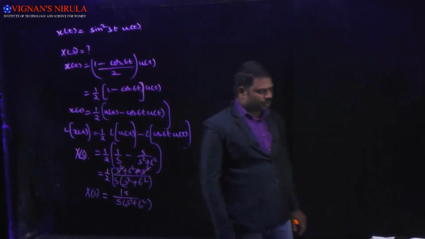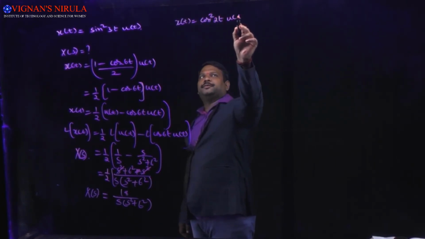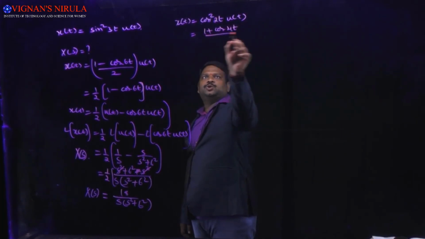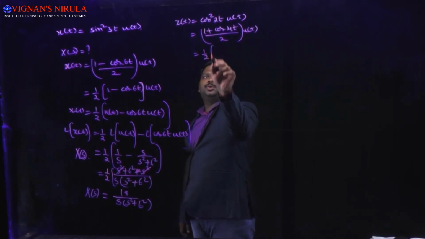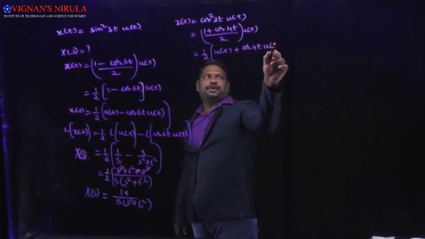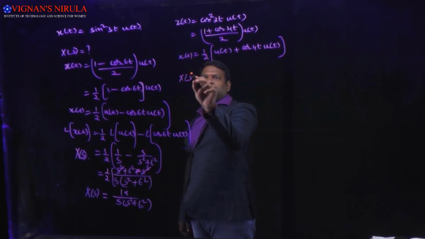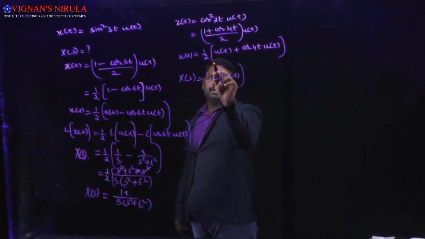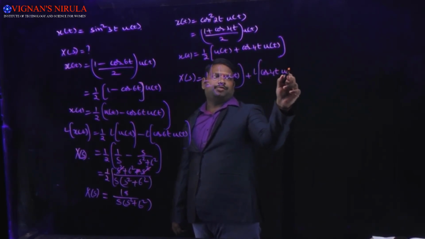Okay. Similarly, the next problem with x of t equal to cos square of 2t into u of t. This will be written as (1 plus cos of 4t) by 2 into u of t. Therefore 1 by 2 into (u of t plus cos of 4t into u of t), that is x of t. Therefore, the Laplace transform x of s is equal to 1 by 2 into the Laplace transform of u of t, first one, plus the Laplace transform of cos of 4t u of t.